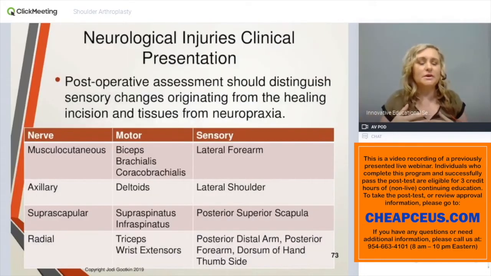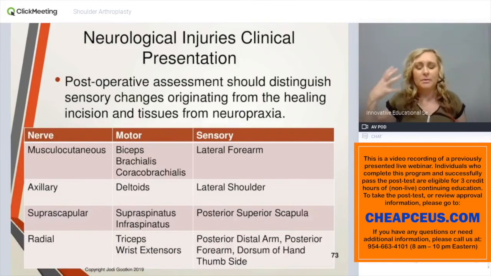For the most part, these will be transient types of injuries, but when you're assessing the patient, you do want to look at the entire upper extremity to see if their functional strength and sensory changes fit with the diagnosis. So you're going to monitor down that entire upper extremity to see if potentially there is a nerve involvement.